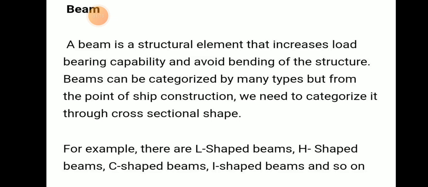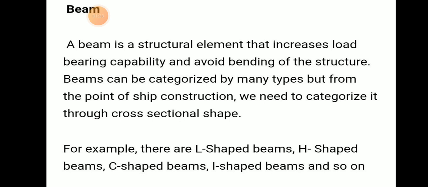Then beam. A beam is a structural element that increases the load bearing capability. It helps to avoid bending of the structure. Beams can be categorized into many types, but from the point of view of ship construction, we categorize them by cross section shape, mainly L-shaped beam, H-shape, C-shape, and I-shape, and so on.